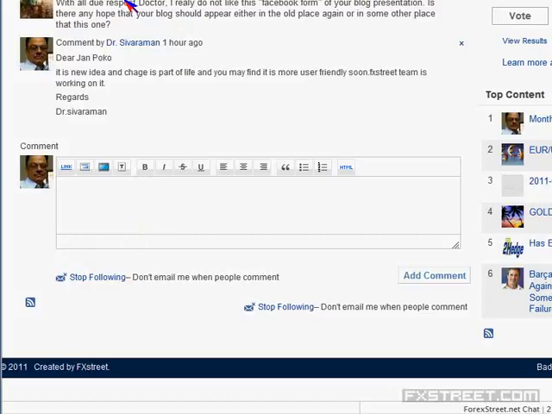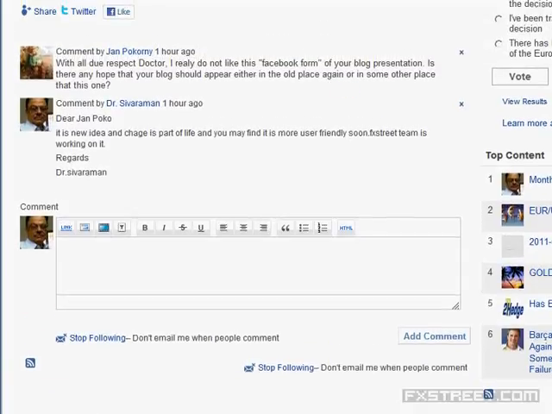I saw immediately there was a comment from Jan Poco that it doesn't look nice or something like that. But let me tell you, life is full of changes. So we have to accept the changes and go according to that. Only then will we be able to show progress. And we will try to make it in an innovative way so that we totally exploit the advantages given in this and see that we are benefited. Ultimately, it's a medium of communication.